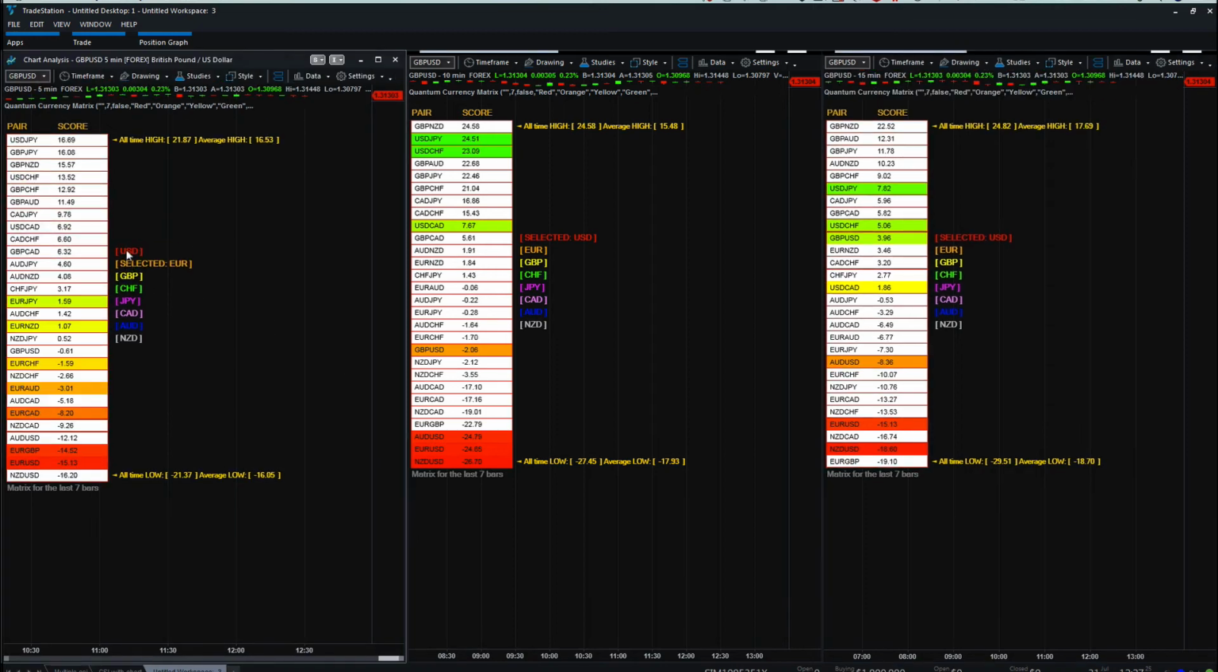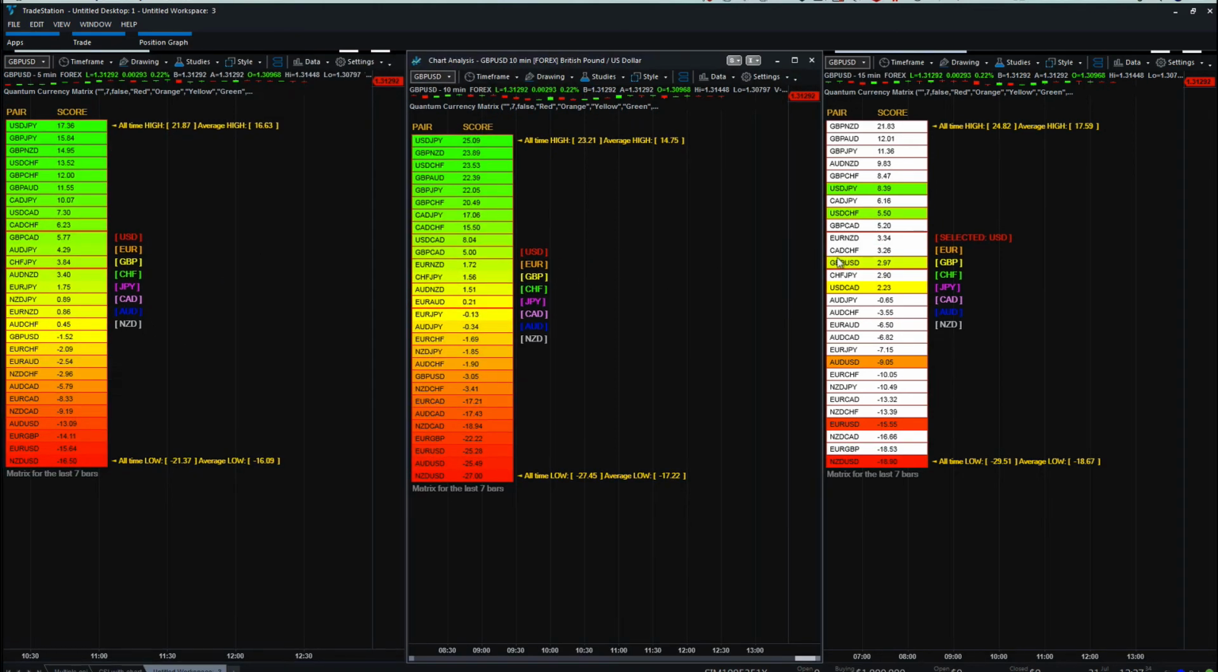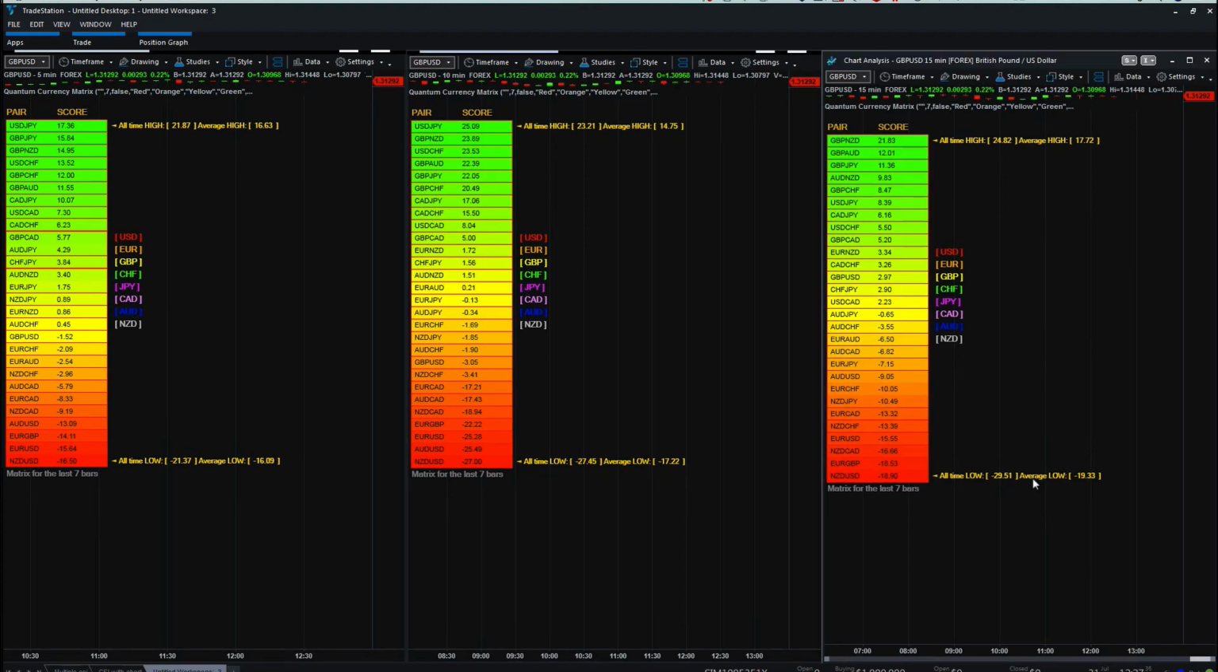You can, of course, click it all on again. You can have everything back on again. Let's just put these back on. That's it. There we go. Put that one back on, and there we go. There we are. So we've got them all on again now, and that gives you the complete ranking table for the currency matrix across the 3 time frames.